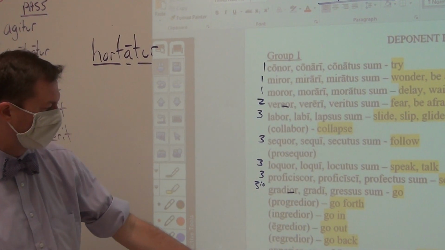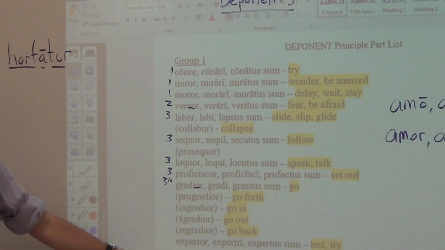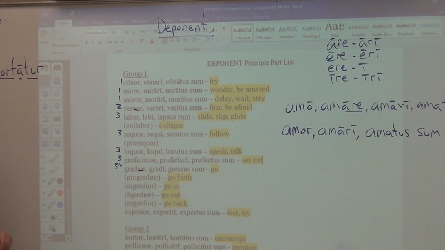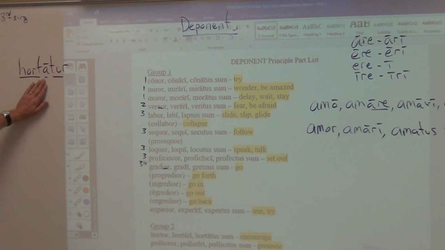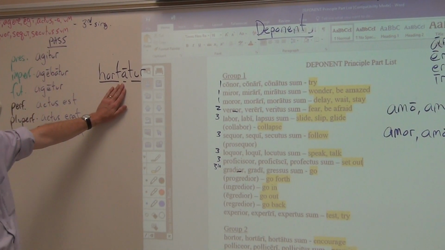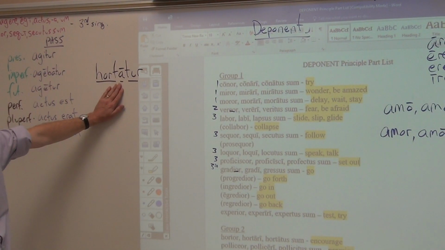And look down here. Hortor, hortari, hortatus sum. It's a deponent verb that means encourage. And as such, I know that when I translate it, it will translate as he encourages. He is encouraging. He does encourage.